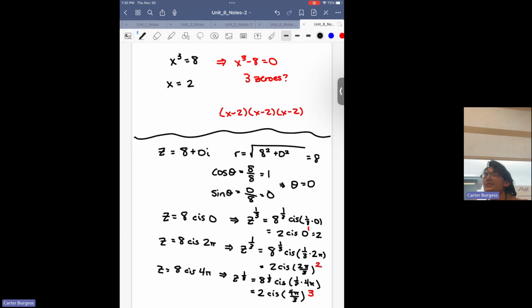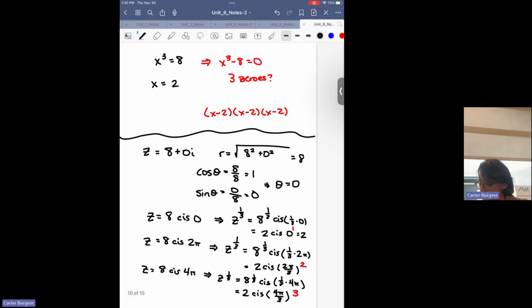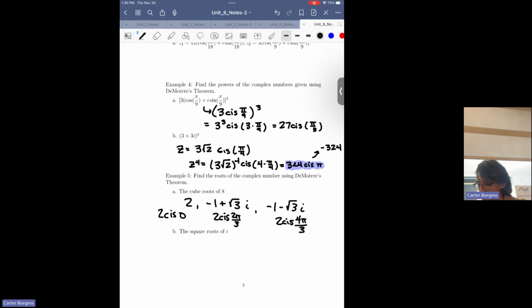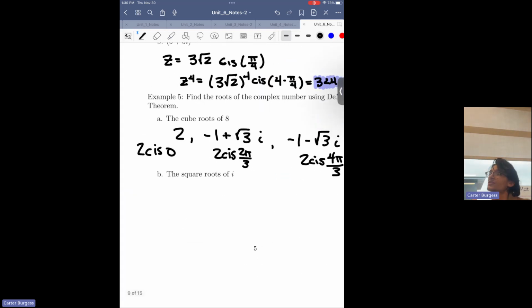Take a stab at part B here, which is finding the square roots of I. So my advice would be figure out what your A is, figure out what your B is, what is the real component, what is the imaginary component, what are the coefficients thereof. Find R, find theta, and then you're using a coterminal angle with theta, figuring out what those roots are going to be.